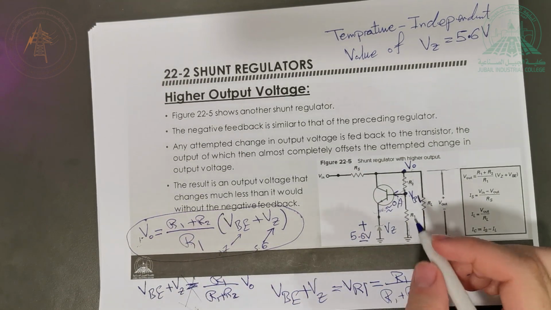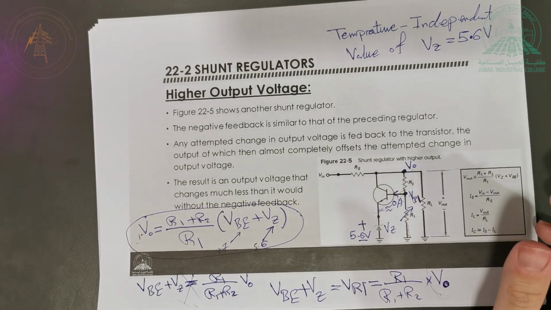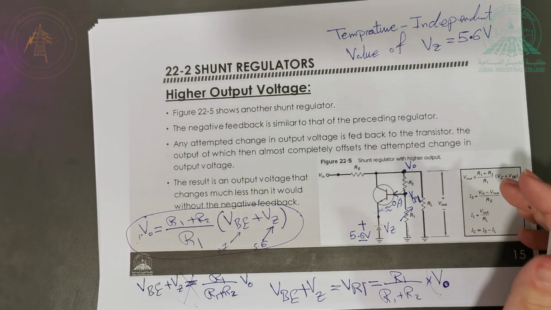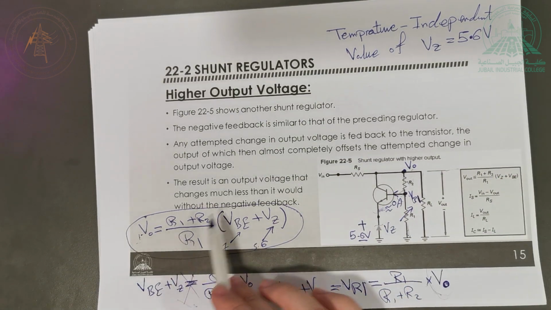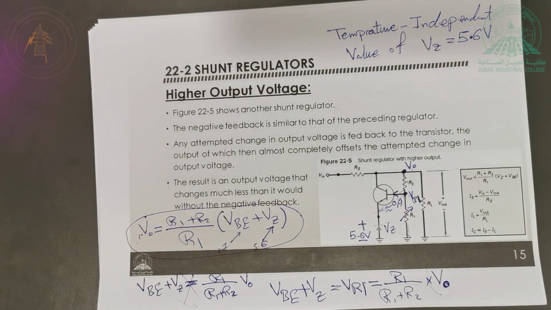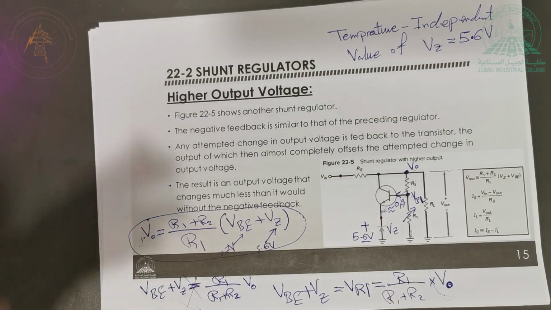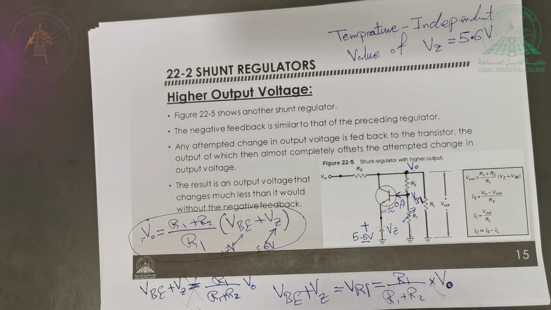So actually here I can have R1 as a variable resistor, or R2 as a variable resistor, or both of them as variable resistors with potentiometers. And then I can play with them, I can put the correct values that will give me the V out that I need, while keeping VZ equal to 5.6. So I'm choosing the temperature independent VZ value, and at the same time I'm getting whatever output voltage that I need. And this is why this design is very good in this aspect.